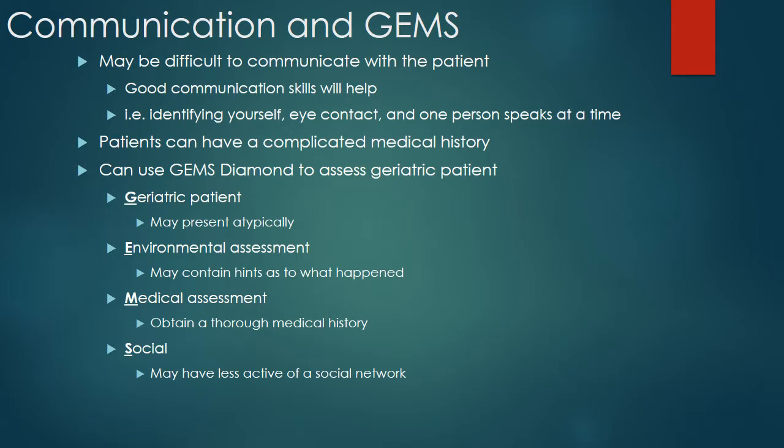Patients can have a long and complicated medical history, which just comes with being 65-plus years of age. And then here is an assessment acronym used to assess geriatric patients. It's called GEMS Diamond, and the G stands for geriatric patients, and it basically means that they may present atypically. So they may not have some signs and symptoms you expect to see with that illness, or they may have extra signs and symptoms because of a lingering medical condition or something else.